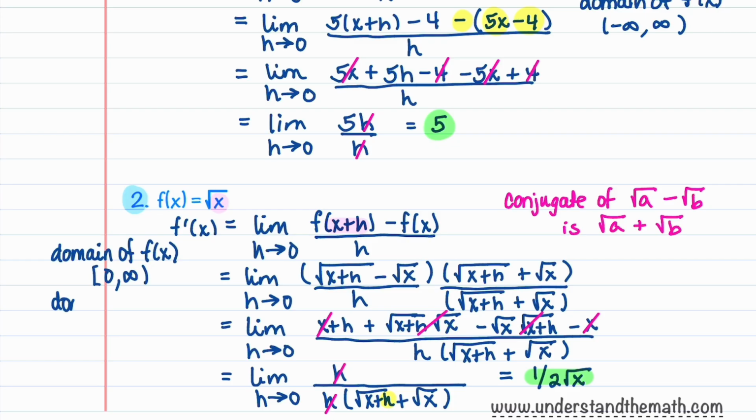Now let's look at the domain of our derivative. Our derivative is 1 divided by 2 times the square root of x. And because the square root of x is in the denominator, we know that x cannot be 0. So our domain is going to be an open bracket at 0 to infinity.